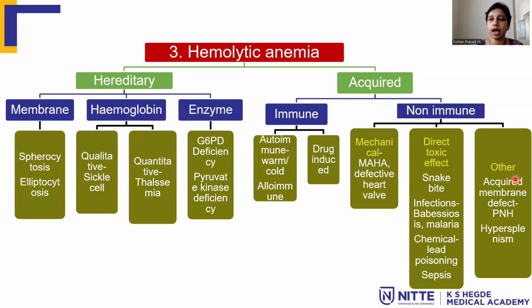Other disorders are acquired membrane defect, which is paroxysmal nocturnal hemoglobinuria, that is PNH, which is an acquired cause of hemolytic anemia, or it can be hypersplenism.